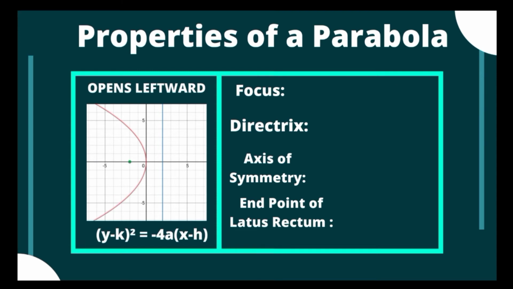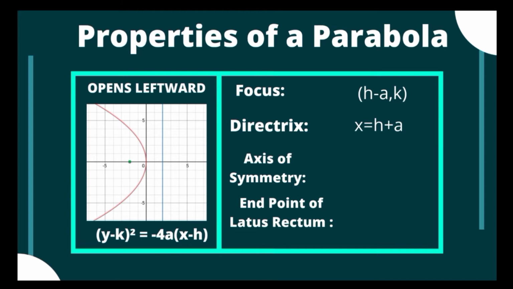And then last property of the parabola is when the parabola opens leftward. This will happen when the y part is squared and the value of 4a is negative. And the focus will be at the coordinate h minus a, comma, k. As you can see, we subtract a units from the value of x. And then the directrix will be x is equal to h plus a. So we add a units to the value of h.